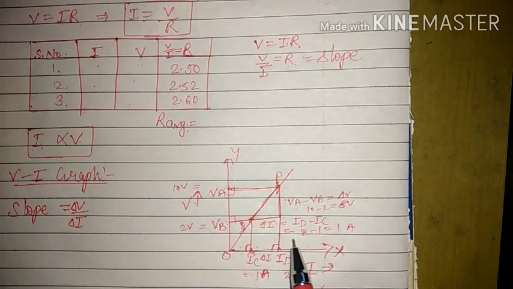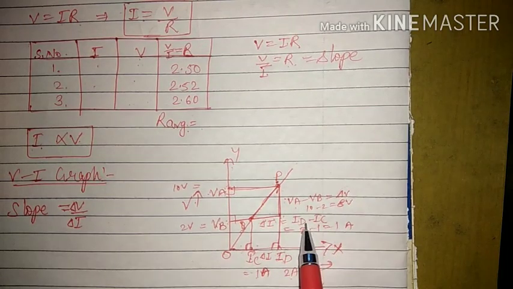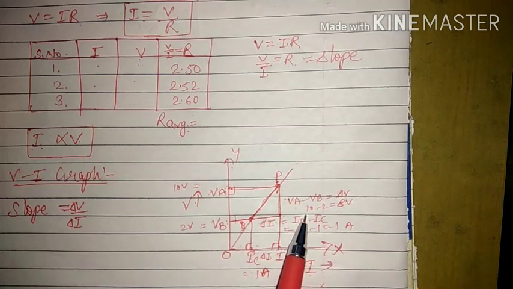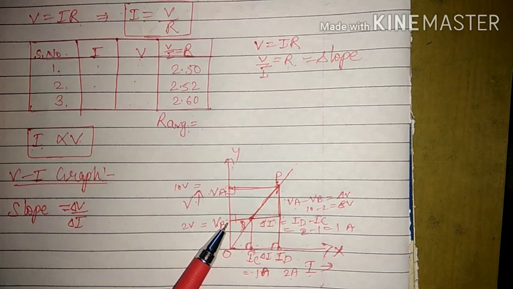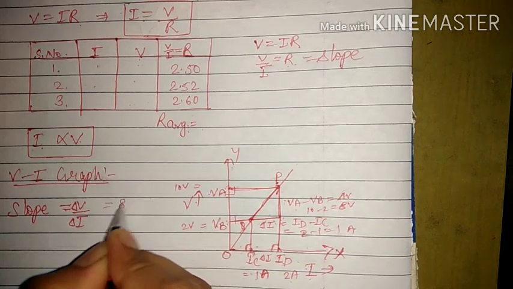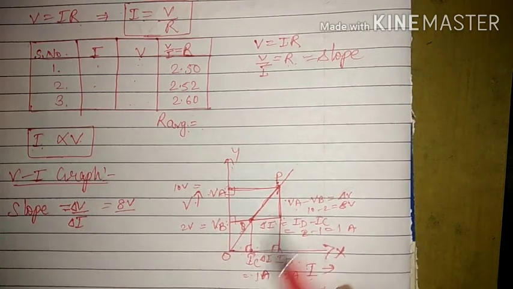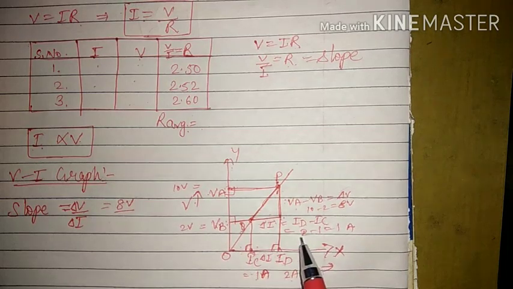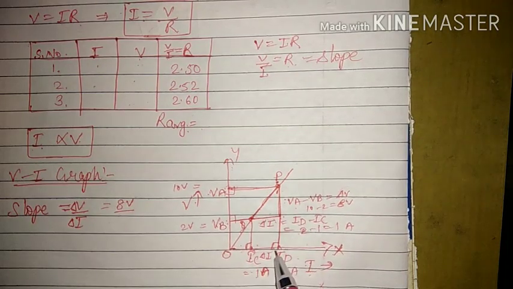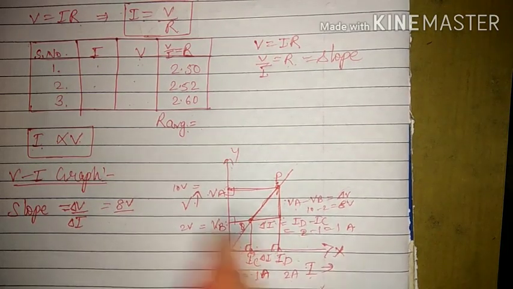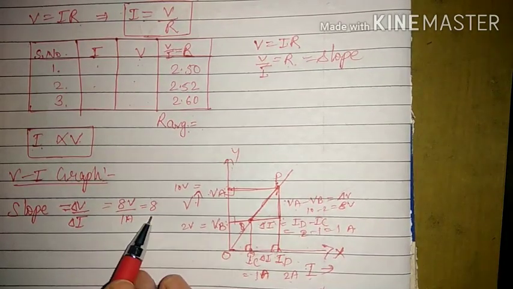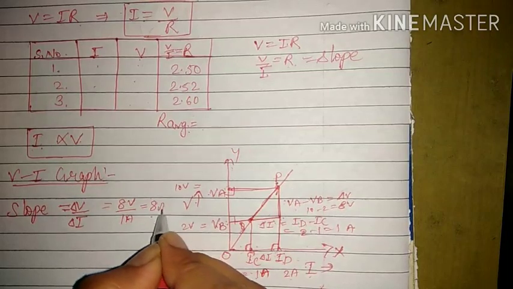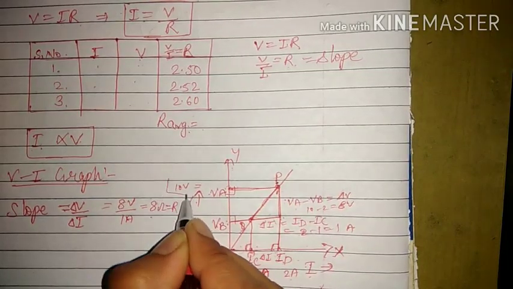Now we have the value of del V from here and we have the value of del I. For example, if we consider these numerical values, then here del V, the value of potential difference at this point minus the value of potential difference at this point, is equal to 8 volt, and here the value of current at point D minus the value of current at point C is equal to 1 ampere. So after all it will be 8, and the unit will be ohm, because it is resistance.